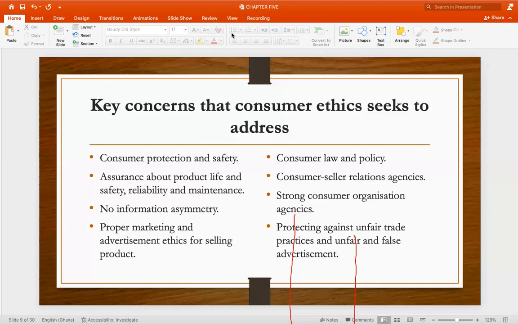Information asymmetry is normally a finance term that talks about a situation where some people, insiders for example, tend to have information that outsiders don't have when it comes to companies. Insiders then use that information to their advantage.